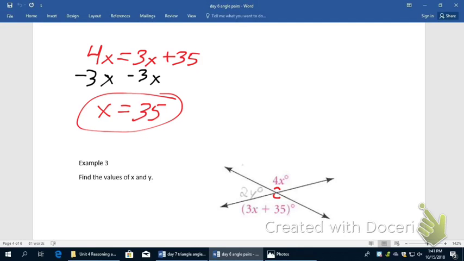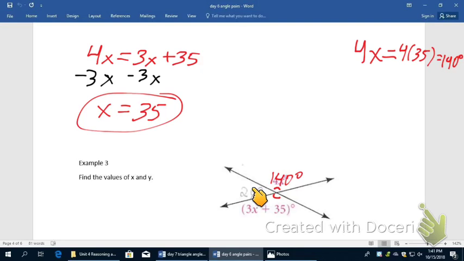I also needed to go back and find y. Now 2y is not equal to either of these, but it forms a linear pair with either of them. So what I'm going to do really quick is find the value of 4x by typing in the 35 as if it were x. So 4x equals 4 times 35, which ends up being 140 degrees. Now I'm going to pencil that in on the diagram right here, 140 degrees.